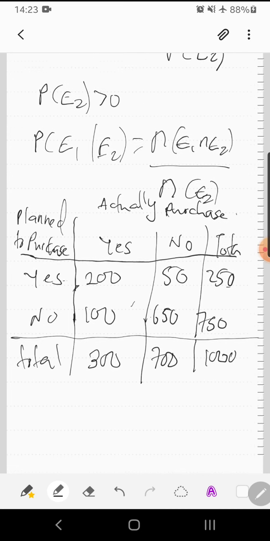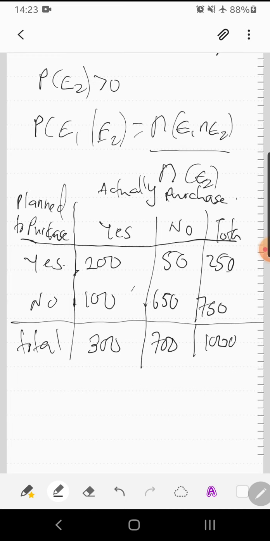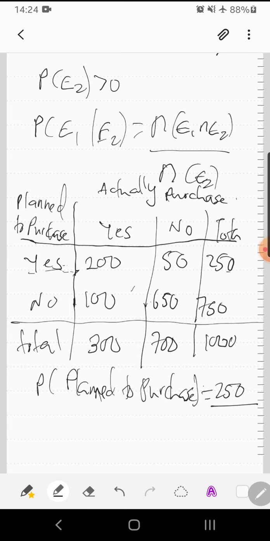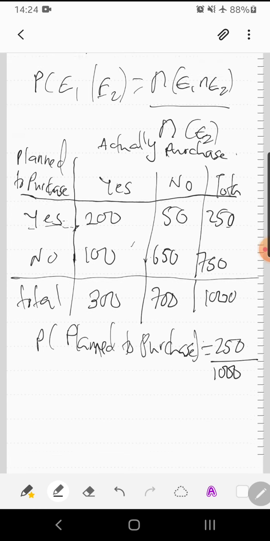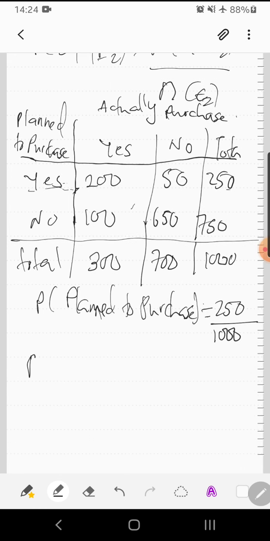Now let's find the probability that a household planned to purchase. So these are all the values that are saying yes here, planned to purchase, and it's 250 over all possible outcomes, which is 1,000. Okay, now let's find the probability of those that planned and purchased.